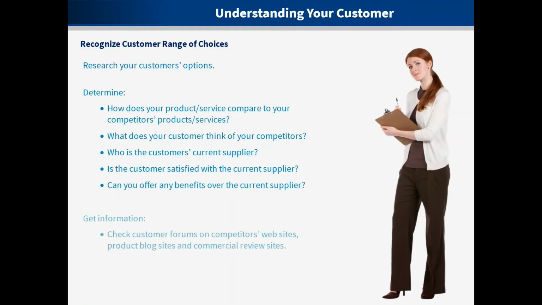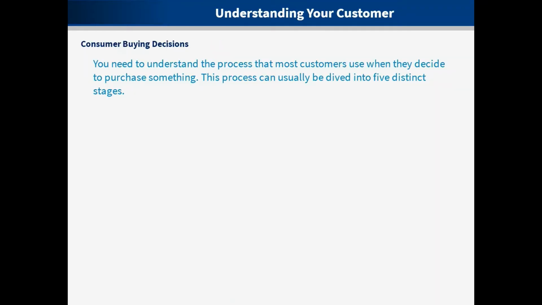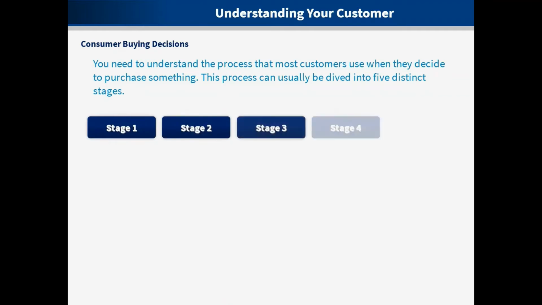You can get this information by checking out customer forums on competitors' websites, product blog sites, and commercial review sites. You can also get this information simply by asking potential customers using surveys. You need to understand the process that most customers use when they decide to purchase something. While not exact, this process can usually be divided into 5 distinct stages.